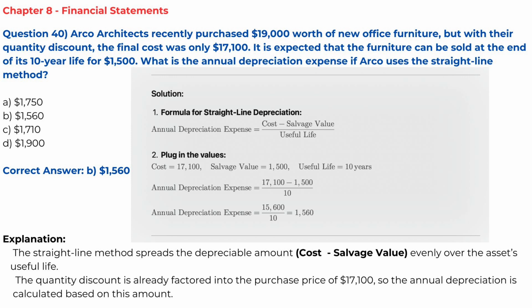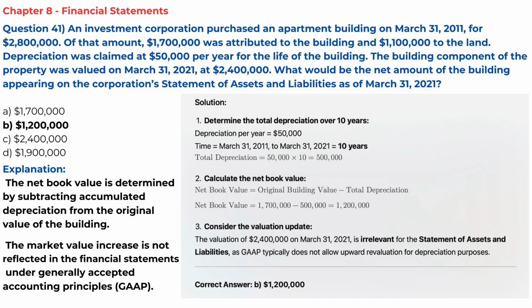$1,560. Explanation: the straight-line method spreads the depreciable amount, cost minus salvage value, evenly over the asset's useful life. The quantity discount is already factored into the purchase price of $17,100, so the annual depreciation is calculated based on this amount. Question 41. An investment corporation purchased an apartment building on March 31, 2011 for $2,800,000.